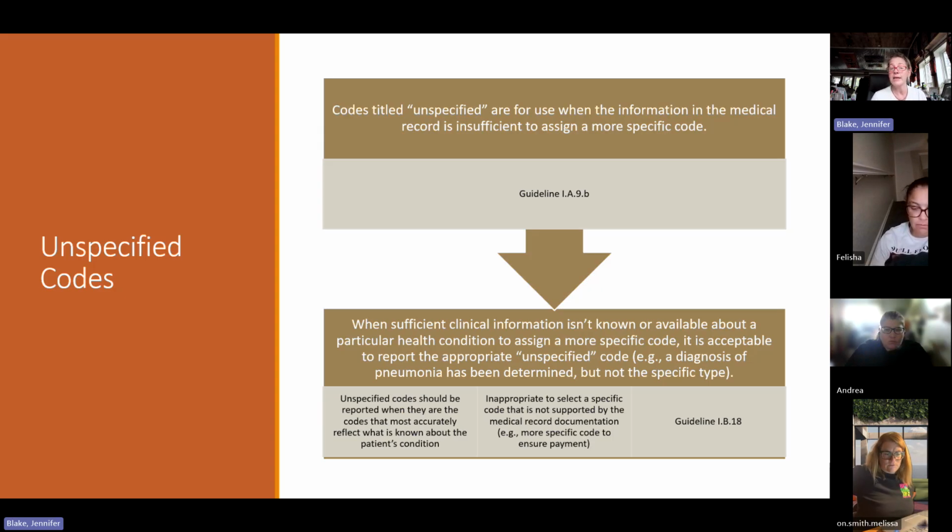And we can't make up things. We can't assume. You have to go with what's in the note. But if we can get them to clarify in the note, that's your best course of action. That's what you should do. Try to query to get the most specific that you can.